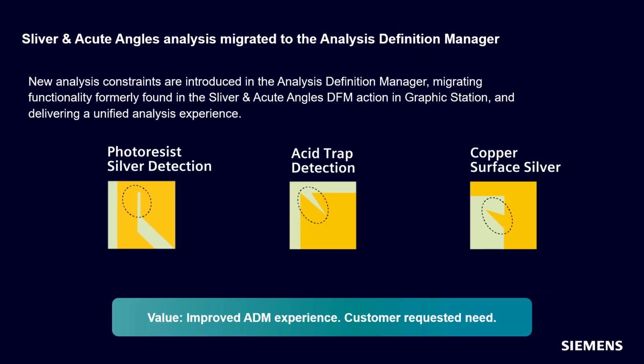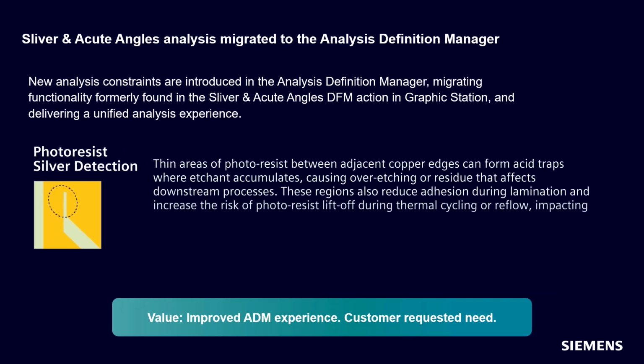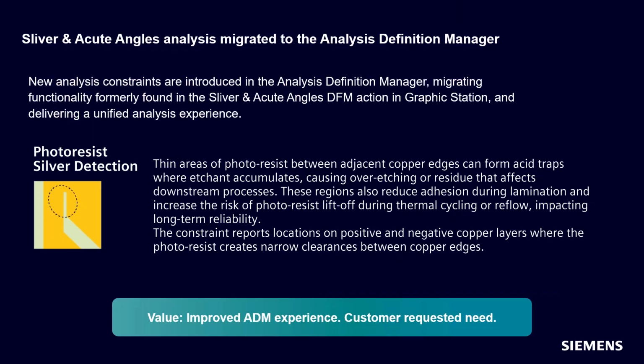So let's talk briefly as to what these checks do. First is the photoresist sliver detection check. This check looks for thin areas of photoresist between adjacent copper edges that can form acid traps where the etchant accumulates, causing over-etching. This constraint reports on both positive and negative copper layers.